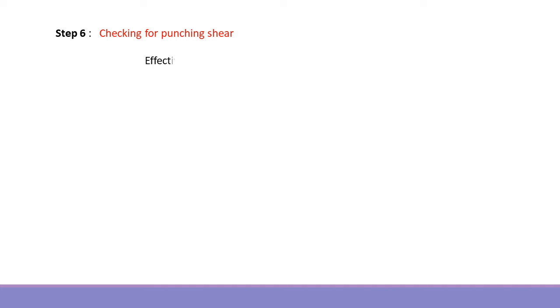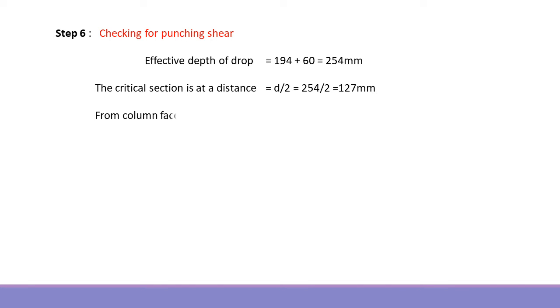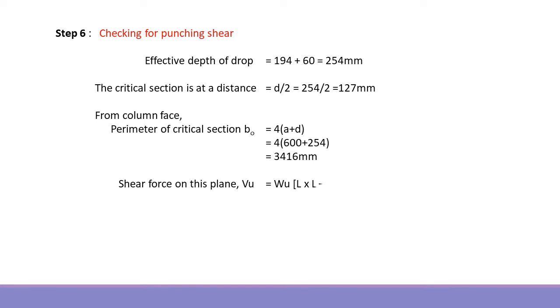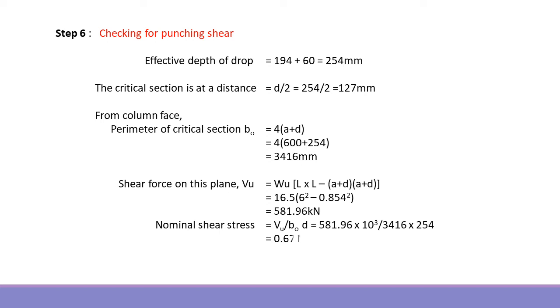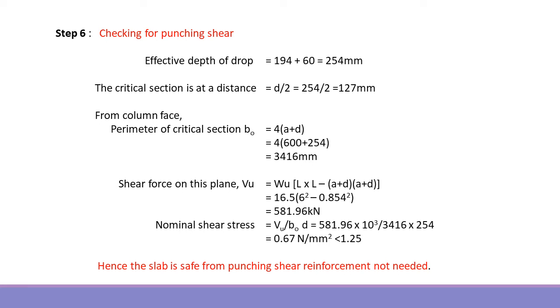And step number 6, checking for punching shear. For punching shear, first find out the effective depth at the drop portion. So 194 plus 60, where 60 is the thickness of the drop panel, plus the effective depth. Add the two values and you get the effective depth at the drop is equal to 254 mm.